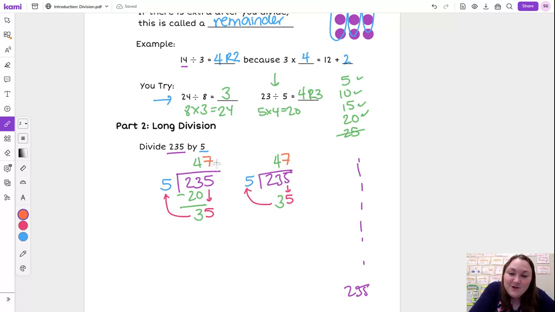And just like before, you can write that multiplication and subtraction problem. 7 times 5 is 35. To see the remainder is 0, or if you just know the remainder is 0, you can just write 0. So our final answer, 235 divided by 5, is going to be 47. And again, we'll do more division problems like this in today's lesson.